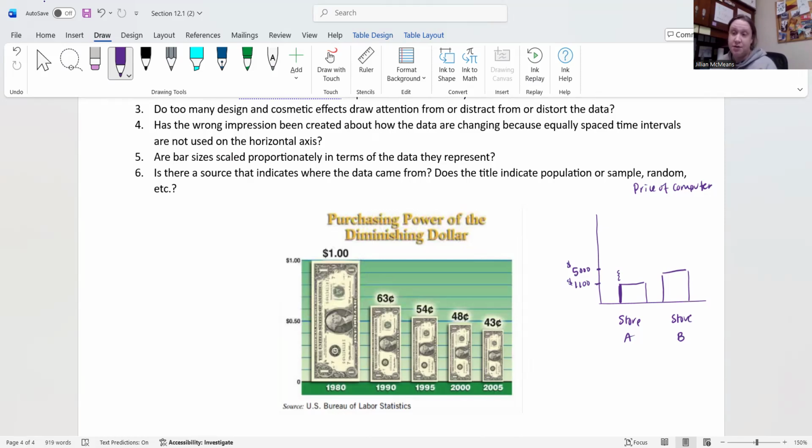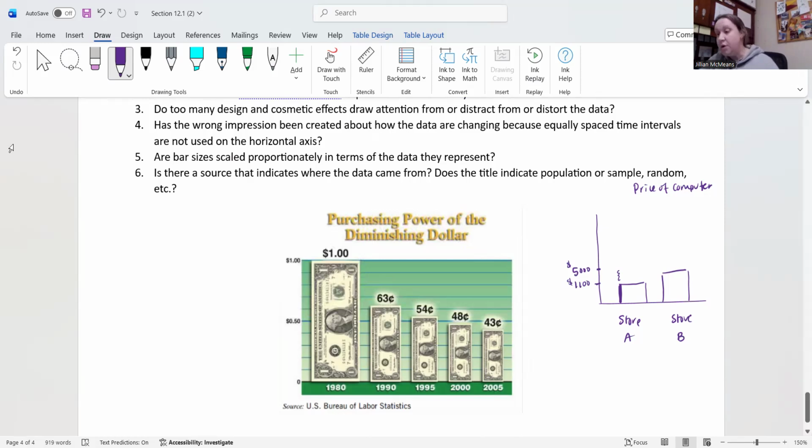Look for these things that can cause misinterpretation of results. Okay, so in this graph down here, the purchasing power of the diminishing dollar, they've made it a little dramatic. So they have this giant dollar in 1980, which lets you believe that the purchasing power of a dollar was this big in 1980, whereas in 2005 it was this big. Yes, the purchasing power of the dollar has changed, but the visual makes it so much more dramatic. Okay, so just be on the lookout for things that can mislead your reader.